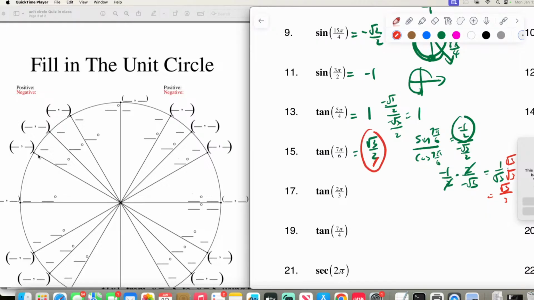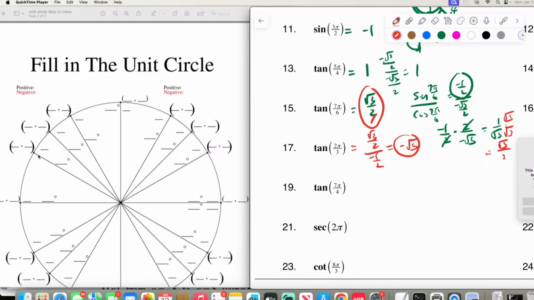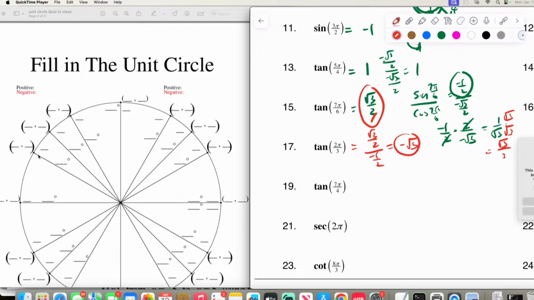Tangent of this is going to give you a y value of square root 3 over 2, and this is negative 1/2. So when simplified you end up with a negative square root 3. Questions? So far, okay? Julian, do you understand this? Yes?